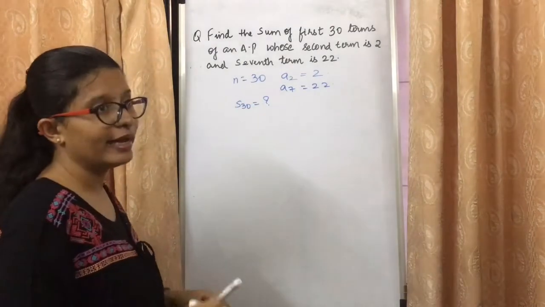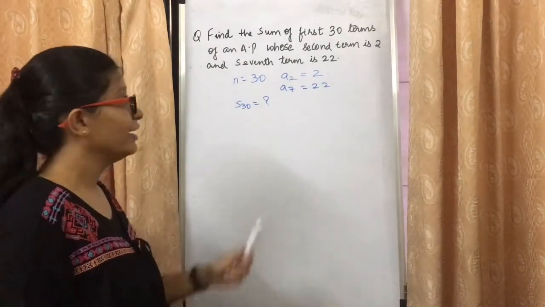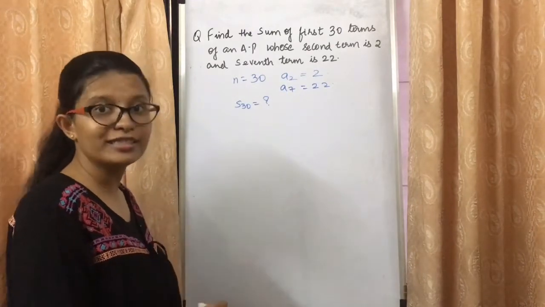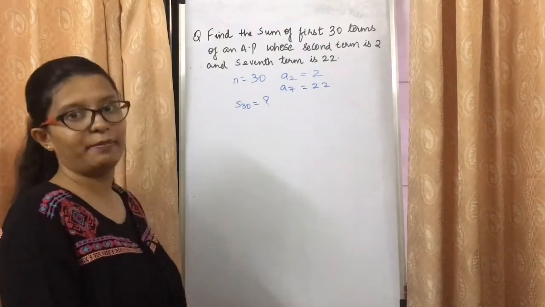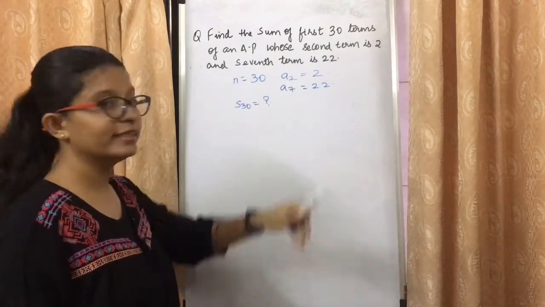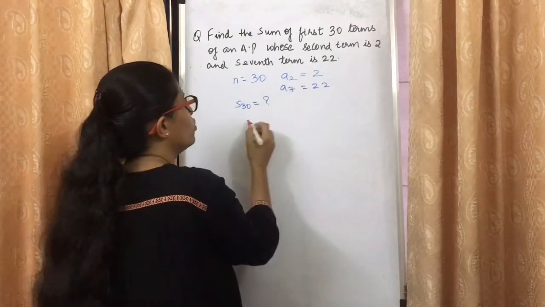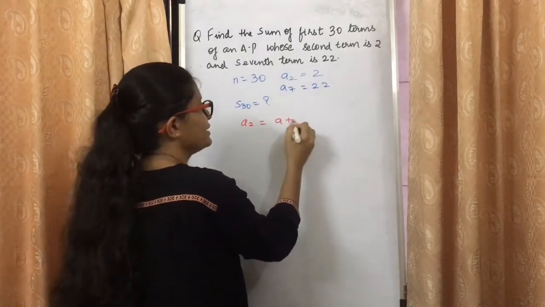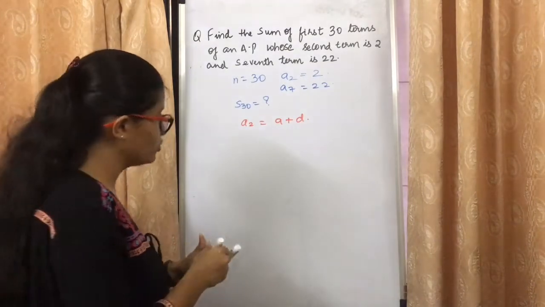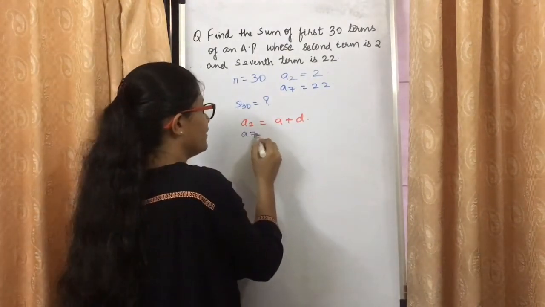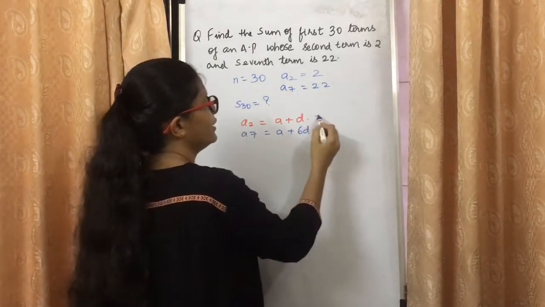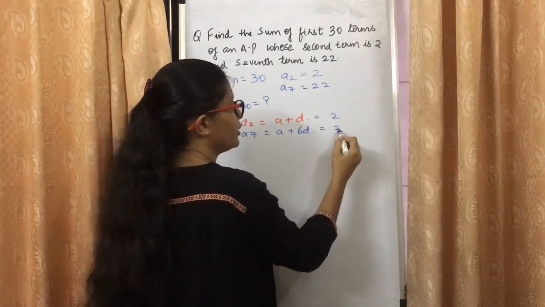हमको ना A दिया है ना D दिया है, बट A एंड D निकालने के क्लूज दिए हैं. ऐसे वाले क्वेश्चन हम लोग प्रीवियसली कर चुके हैं जब हम लोग nth टर्म ऑफ एन AP सॉल्व कर रहे थे. nth टर्म में हमने A एंड D यही तरीके से निकालना सीखा था. क्या मैं A2 को A plus D लिख सकती हूँ? By using the formula an is equals to a plus n minus 1 into d. Can I write a7 as a plus 6d? And I know a2 is nothing but 2 and a7 is nothing but 22.